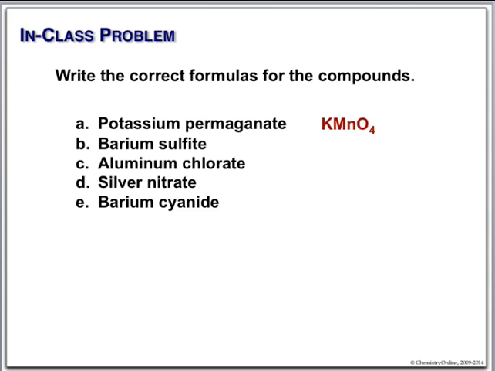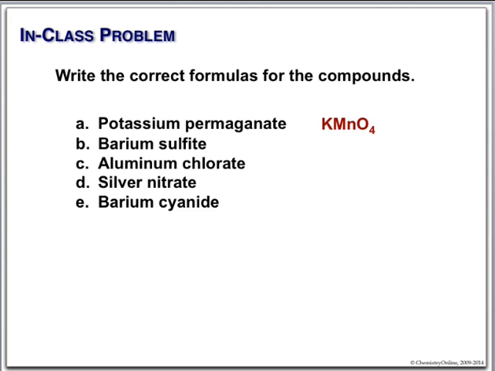Potassium permanganate is used in commerce a lot. It is very, very bright purple. It's what's called an oxidizing agent. It's used to purify water, kill bacteria, all sorts of stuff, treat sewage, etc. It's very, very common.